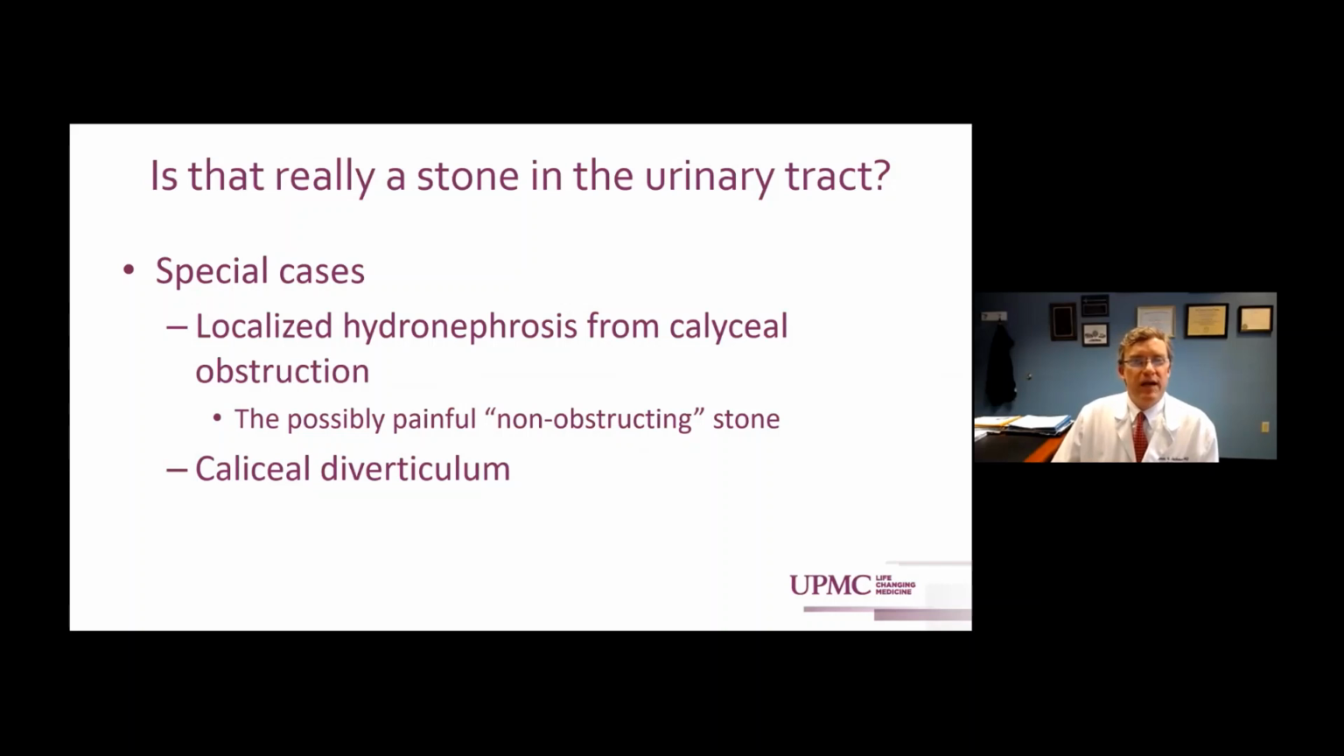Some other special cases: you can have localized hydronephrosis from calyceal obstruction and have just an upper pole obstructed, for example. It can be intermittent as the stone bounces in and out of a calyx. So in a patient where you keep saying, no, it's not an obstructing stone, well, maybe that would be the reason why. Calyceal diverticulae, of course, can have stones that can cause pain by intermittent obstruction of the narrow neck.